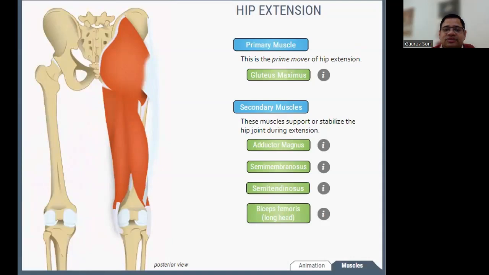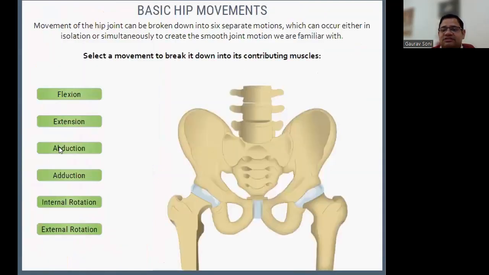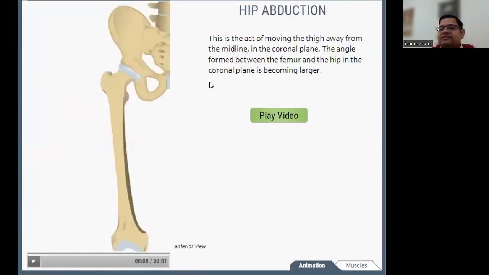Next, we can see the movement, that is abduction. This is the act of moving the thigh away from the midline. Same definition, away from the midline will be abduction, towards the midline will be adduction, and it occurs in the coronal plane. The angle formed between the femur and hip in the coronal plane becomes larger.